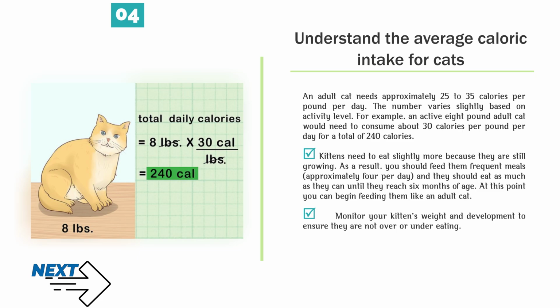As a result, you should feed them frequent meals, approximately 4 per day, and they should eat as much as they can until they reach 6 months of age. At this point you can begin feeding them like an adult cat. Monitor your kitten's weight and development to ensure they are not over or under eating.